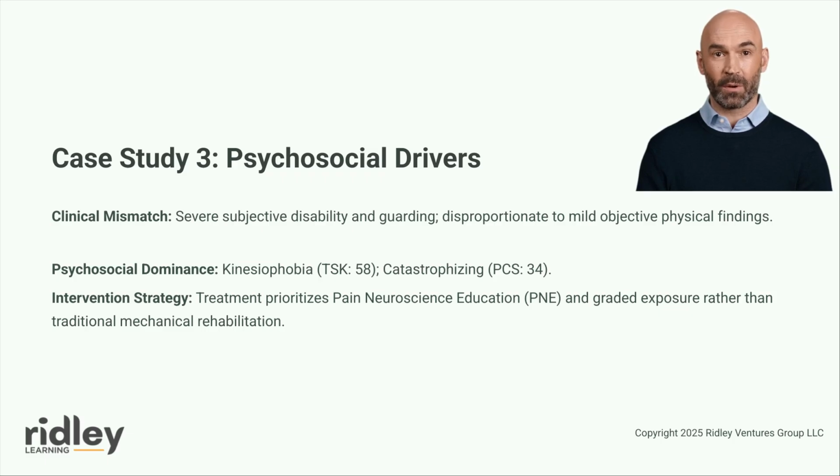Psychosocial screening reveals markedly elevated scores. Her Tampa scale of kinesiophobia score is 58, indicating severe movement-related fear. Her pain catastrophizing scale score is 34, well above the clinically significant threshold. She describes her knees as damaged and fragile, believes that activity will cause further deterioration, and has organized her life around avoiding knee-loading activities. Her Kujala score is 52, indicating substantial functional limitation that appears disproportionate to her relatively mild physical findings.